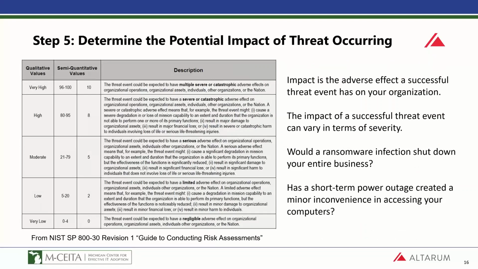The next step is to determine the potential impact of a threat occurring. The impact of a threat event is the last piece to consider before you determine risk. Depending on the vulnerability and the systems affected, impacts can vary considerably in terms of their severity. Would a ransomware infection shut down your entire business? Has a short-term power outage created a minor inconvenience in accessing your computers? Two examples of an event leading to an impact.